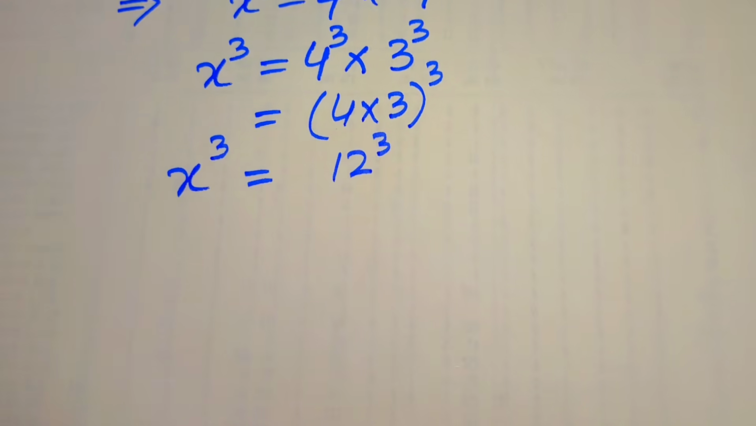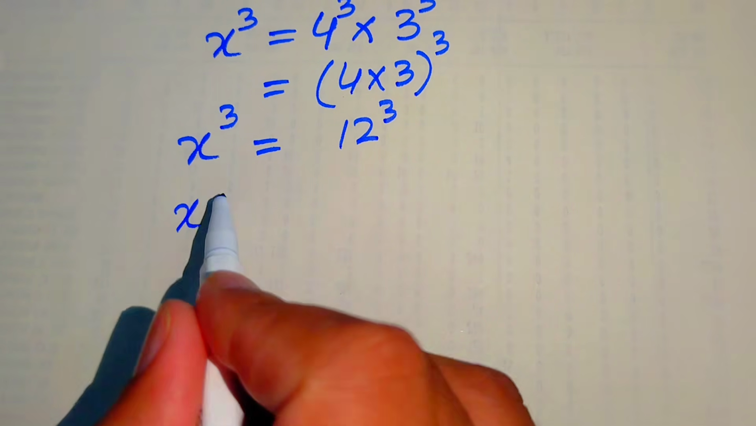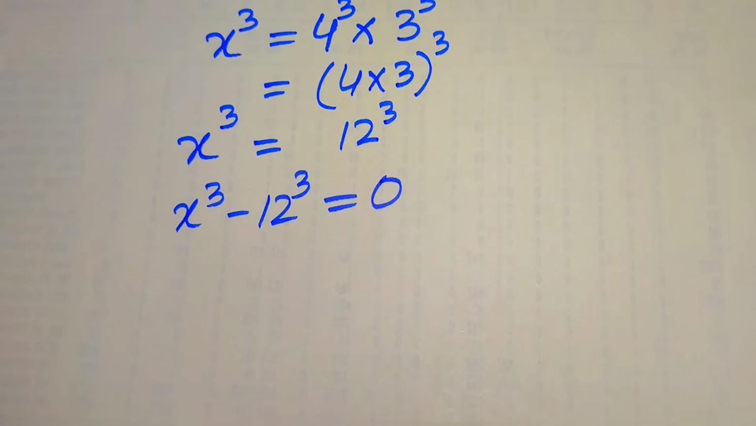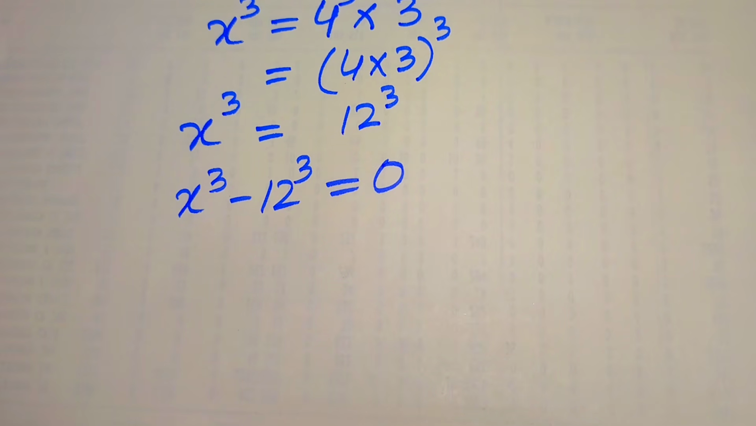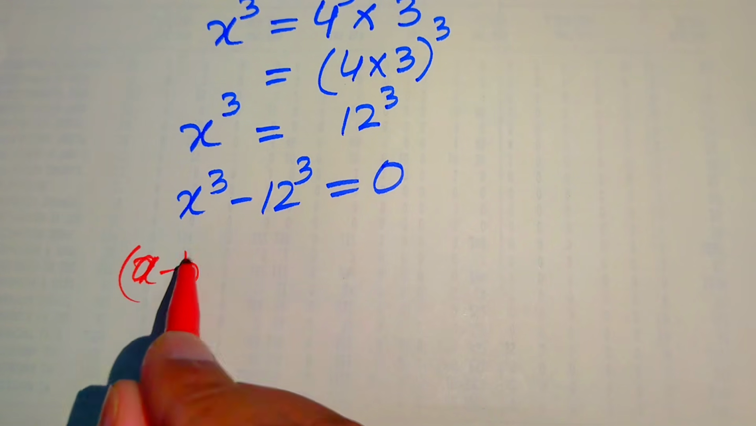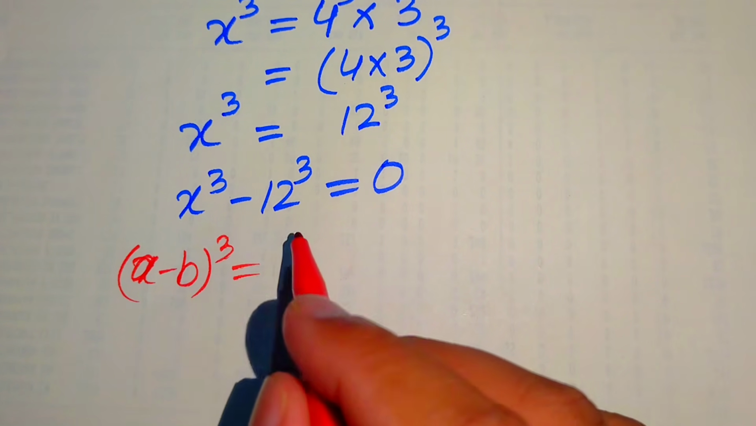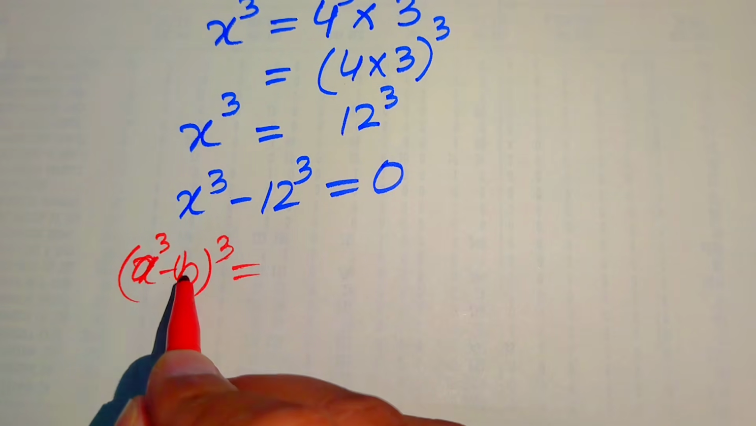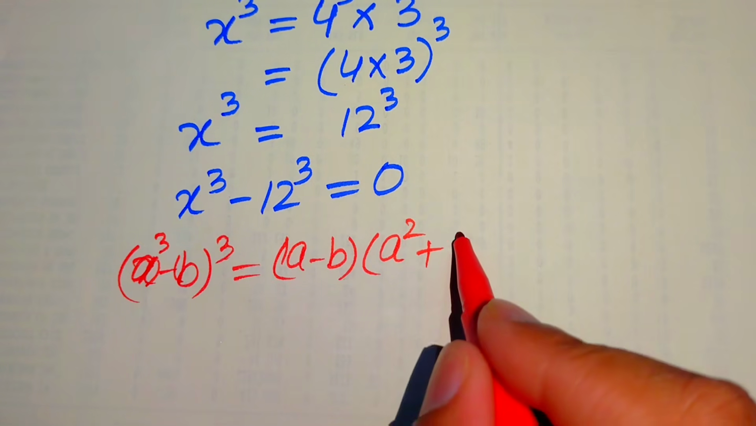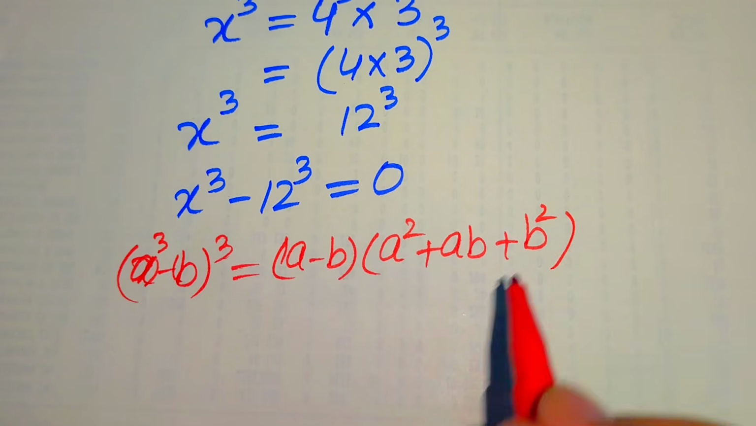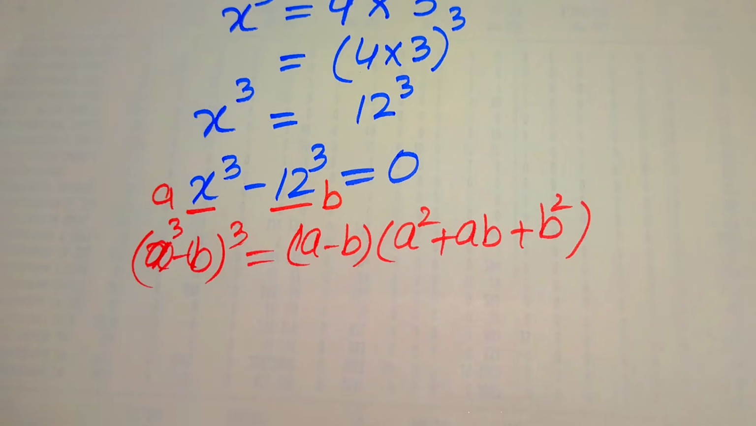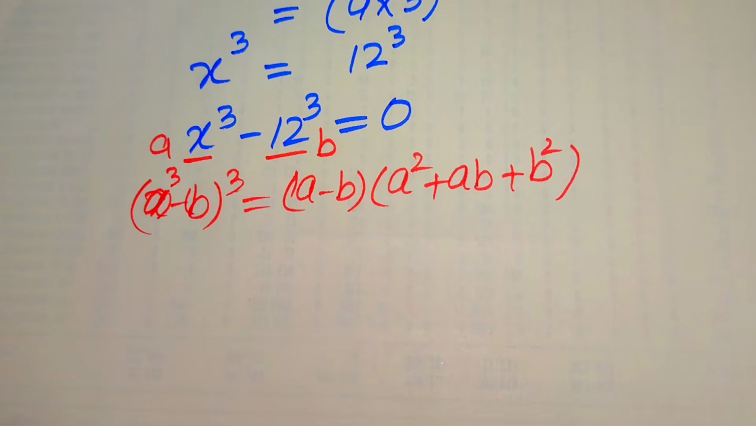Now we move 12 cubed from the right hand side to the left hand side, and we get x cubed minus 12 cubed, and this whole equation is equal to 0. So here we use the nice cubic formula. You know that a cubed minus b cubed is equal to (a minus b) times (a square plus ab plus b square). So you see that the base of this term is our a and the base of this term is our b.